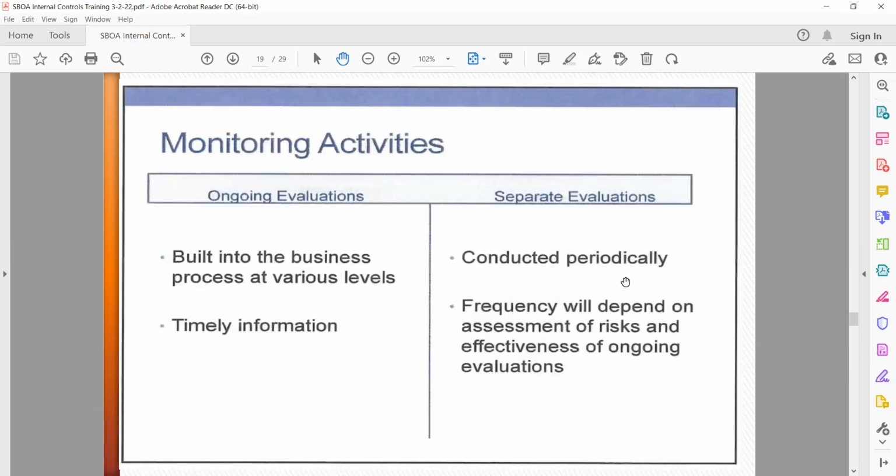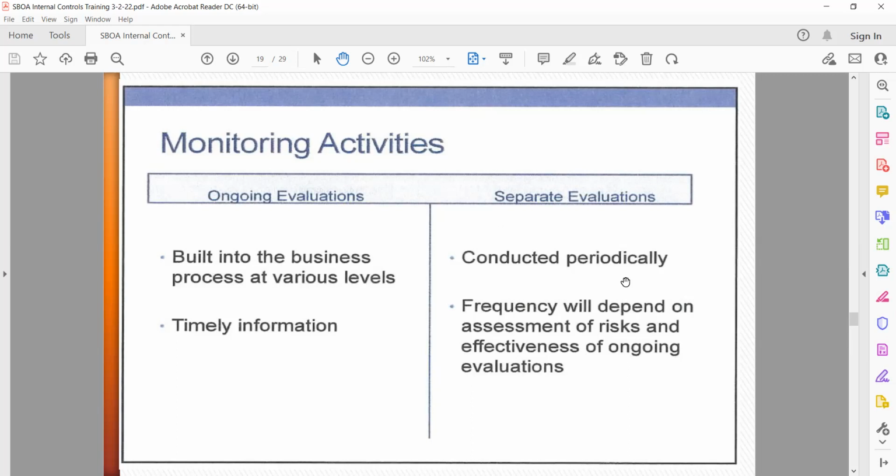Monitoring activities should be designed to evaluate whether internal controls are present and functioning. In some cases, control and monitoring activities may be the same. For example, a review of reconciliation with the intent to detect errors would be a control activity, while a review of the same reconciliation with the intent to determine if the control was actually occurring and functioning properly would be a monitoring activity. Monitoring activities should be ongoing and have separate evaluations.